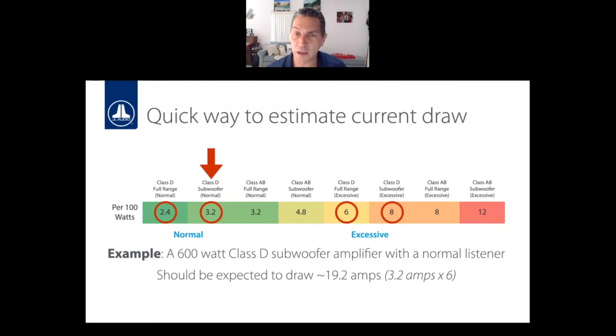To make it even easier, an amplifier that you're going to use today is going to draw between 2.4 amps and 8 amps of current, regardless of the listener. It covers the whole gamut. And if you use that for your planning when you're selling systems or when you're troubleshooting systems, I think the numbers will work out pretty well.